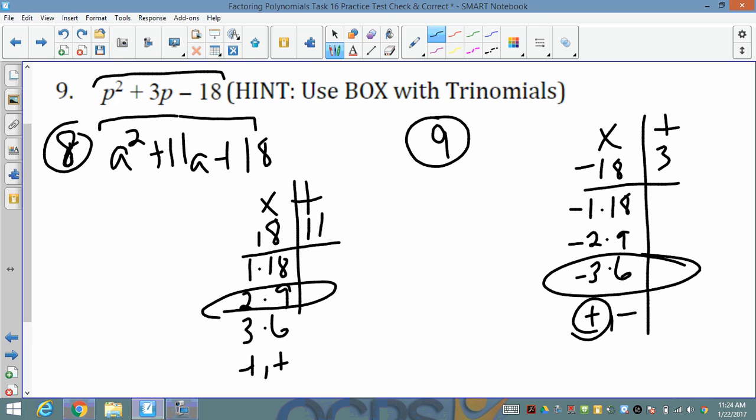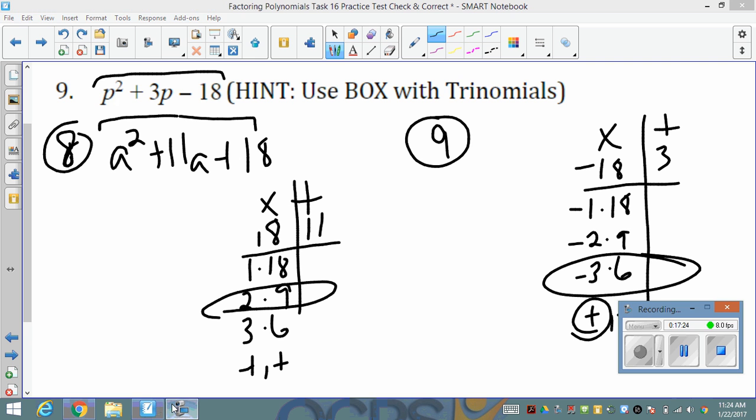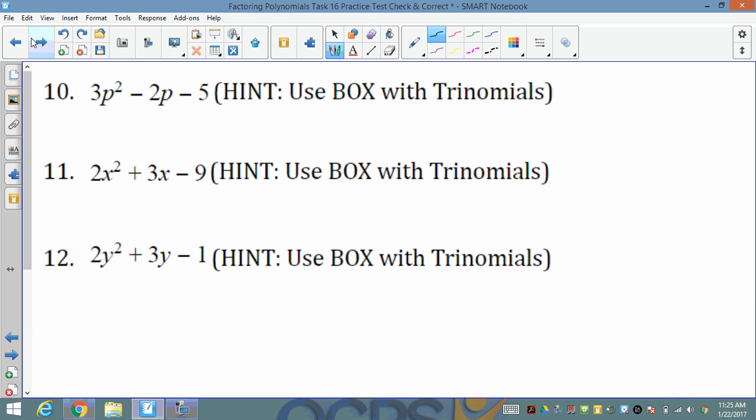Again, you still need to finish this. You need to draw the boxes, put your 4 terms in, pull out your GCF of each row and each column. All right, we're a little bit on the long side here, but that's okay. We're going to keep going. Let's do number 10.